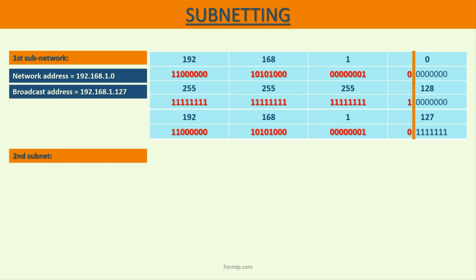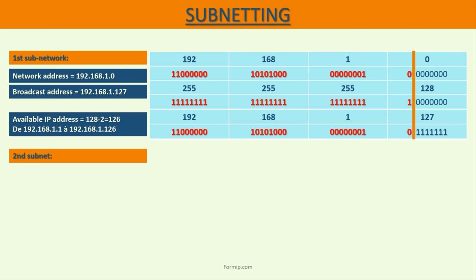192.168.1.127. In this 128 IP subnet, if we remove the network and broadcast address that we cannot use, we are left with 126 IP that we can assign to hosts. These are the IPs from 192.168.1.1 to 126. Now let's move on to the second subnet.